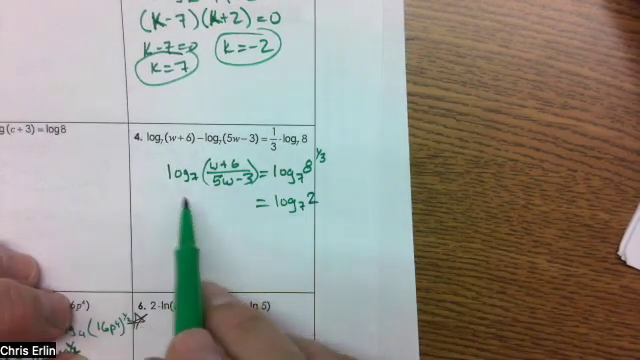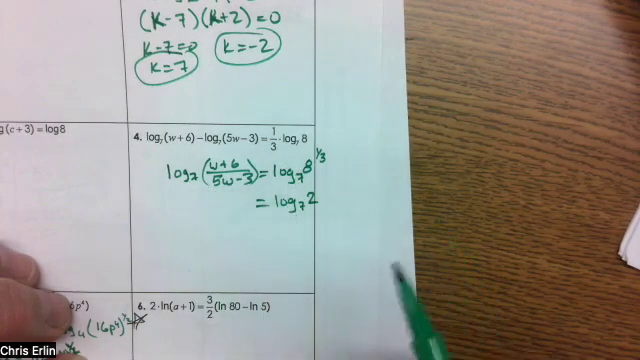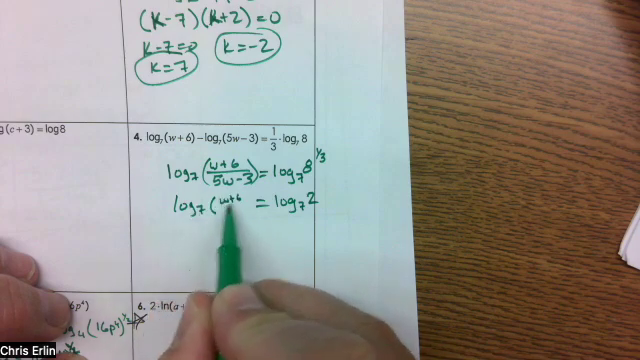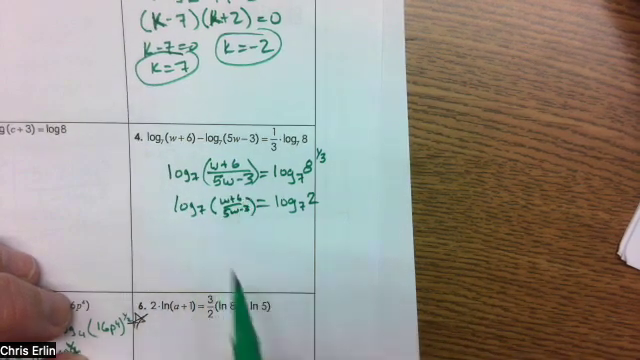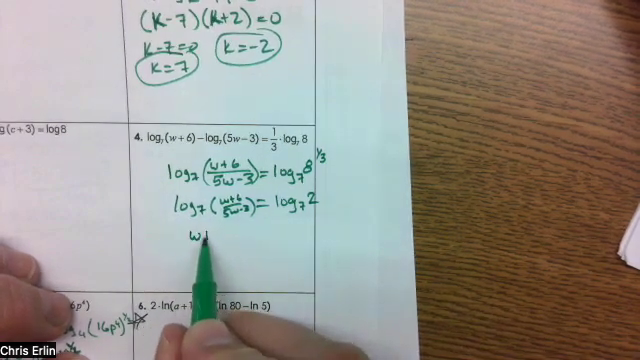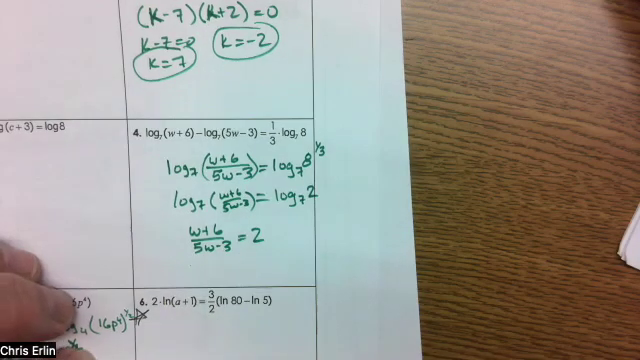Now, do I have a single term on the left and a single term on the right? Yes. Both with the same base? I do. So I can get rid of the log base 7s on both sides. I get (w plus 6) over (5w minus 3) is equal to 2.